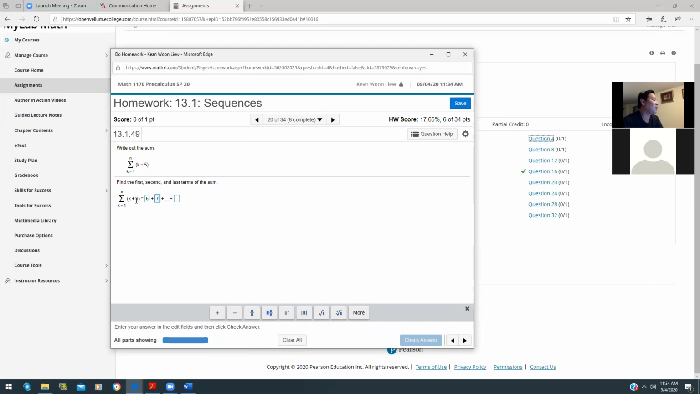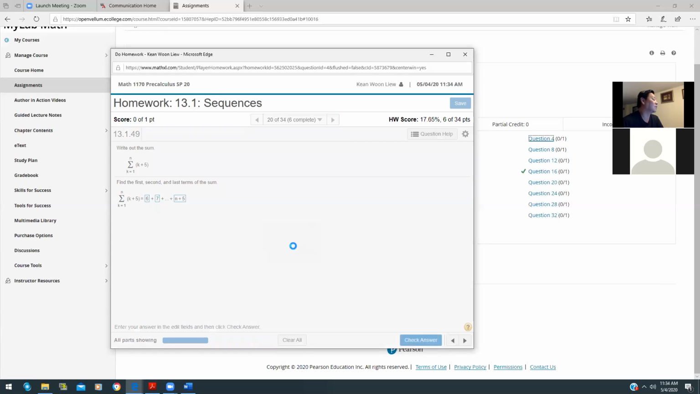So the last one is you use the last term, which is n. So you substitute k becomes n. So that will become n plus 5. So this is how you write it: you just substitute k becomes 1, k becomes 2, k becomes 3, k becomes 4, and then the last term is k becomes n. And this is how you figure out your sum in this case.